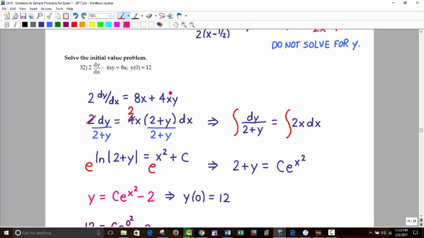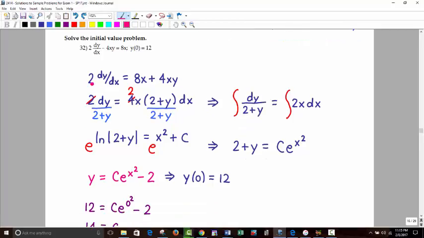And this is important, so I factored out a 4x from this, so 4x times 2 plus y, and then I simplified. I could have waited till later, but I went ahead and did it now. 4 and 2 share a common factor of 2, so it's like dividing out 2 from both sides. And then once I have this 4x and the 2 plus y factored out, I then divide both sides by 2 plus y. And that will enable me to get, so then you see the 2 is now gone, so now I have it separated. So I have dy over 2 plus y, and then I have 2x dx on the right side here. And now we integrate.